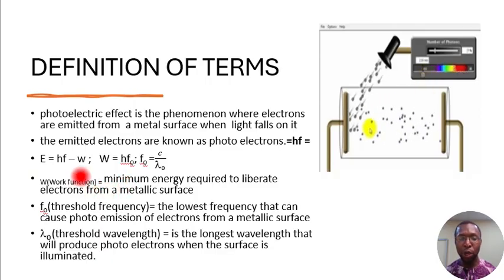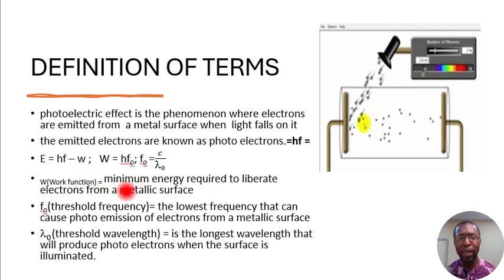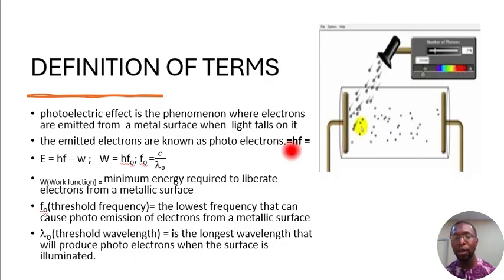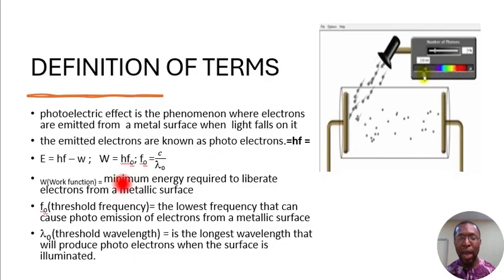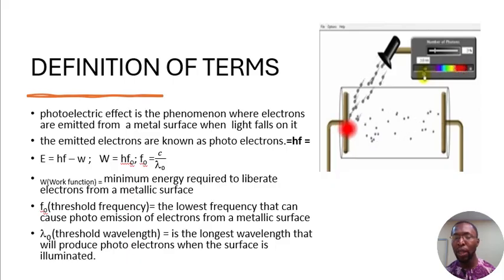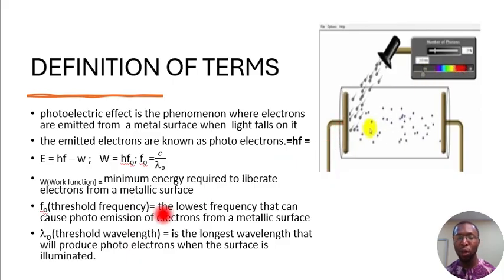Now the work function, that W, is the minimum energy that the electron requires before it can leave the metal surface. That energy that the electron on the surface of the metal must gain before it can leave the surface of the metal is called the work function. And then the threshold frequency is the lowest frequency that makes light or photon emit electrons from the metal surface. That minimum frequency that the light ray needs to emit electrons from the surface of the metal is what we call the threshold frequency.